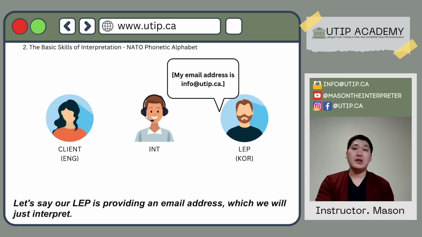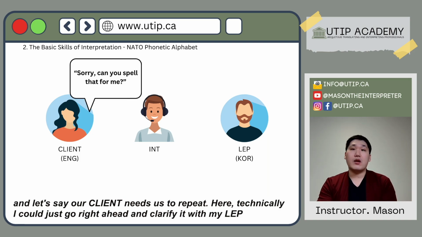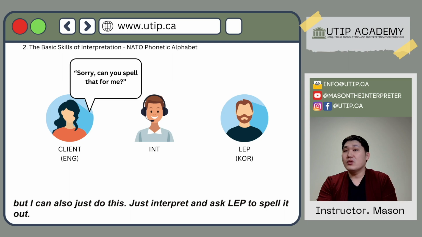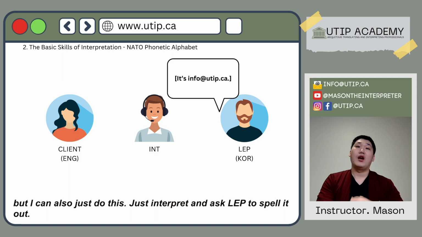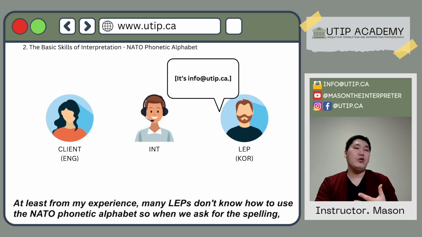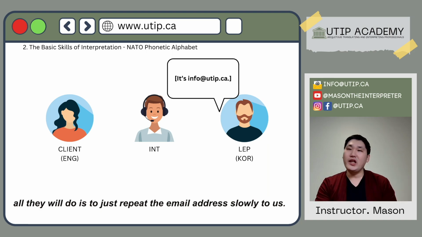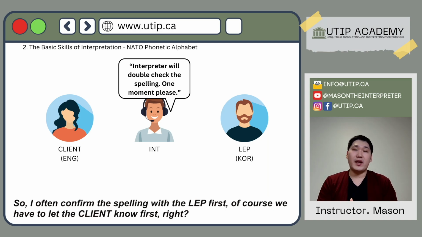There's one tricky situation that I do want to mention. Let's say our LEP is providing an email address, which we'll just interpret. And let's say our client needs us to repeat. Here, technically, I could just go right ahead and clarify it with my LEP, but I can also just do this, just interpret and ask the LEP to spell it out. At least from my experience, many LEPs don't know how to use the NATO phonetic alphabet, so when we ask for the spelling, all they will do is just repeat the email address slowly to us. So I often confirm the spelling with the LEP first.